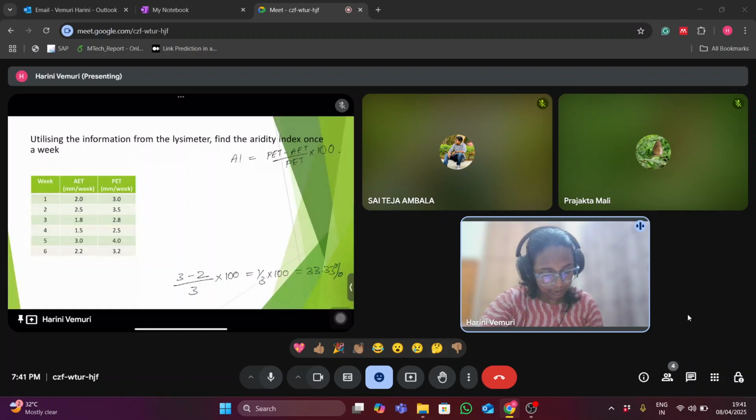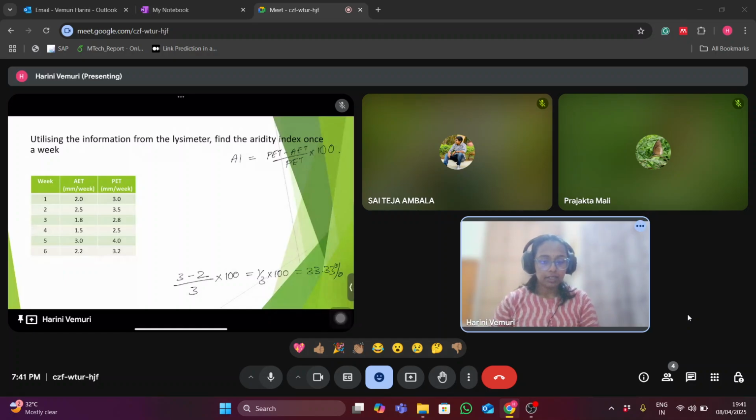Once you calculate it, we will get values like this. Based on the table, for the first row the value is 33.33, so it is lying in this zone. That means there is moderate drought. Similarly, for each row we have calculated, and based on where the value is lying, we can classify it as mild, moderate, or severe drought, and this classification is made.